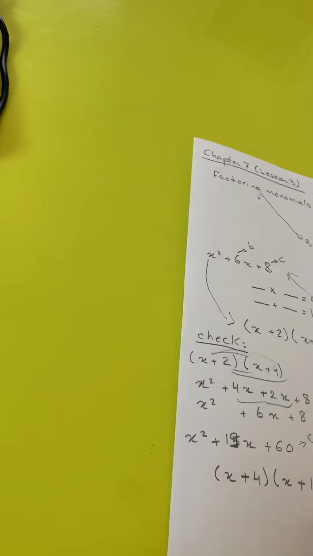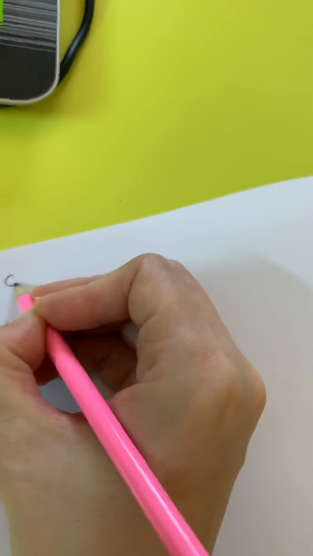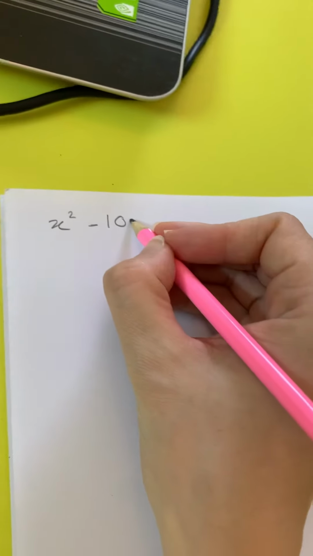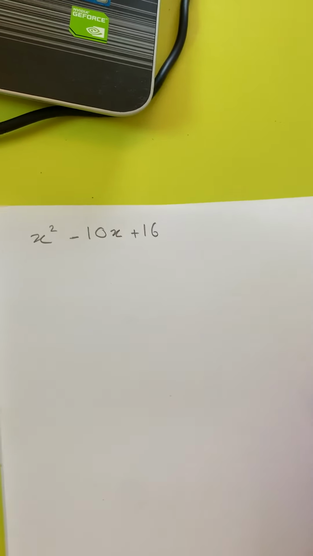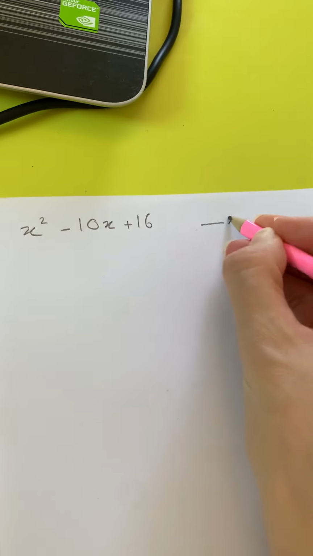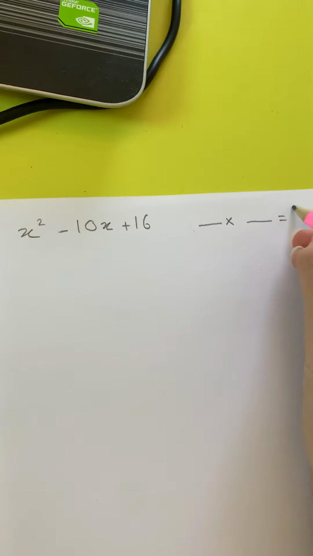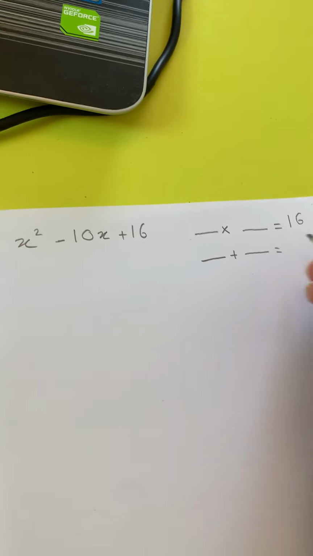Now what if I have a negative sign with B? For example, in example 3 you have x^2 - 10x + 16. You do it the same way. You have to think about two numbers. I multiply them, it will be 16. And if I add them, it will be negative 10.